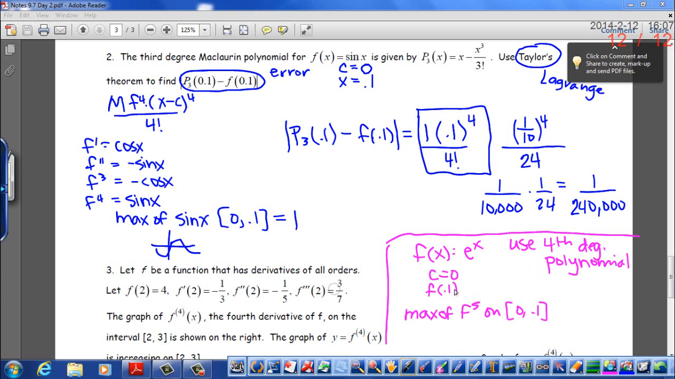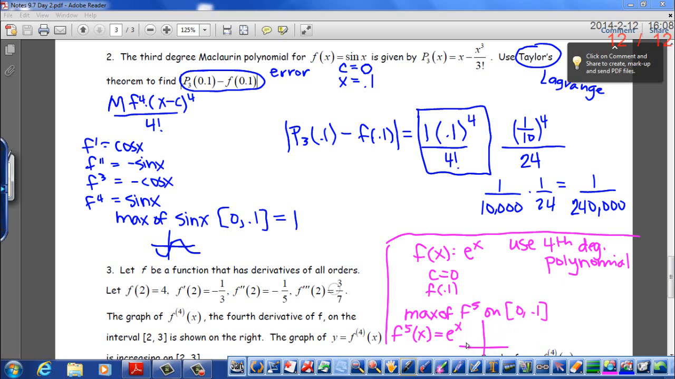And then I would have to do times 0.1 to the 5th power divided by 5 factorial. But the big part that is harder to find is the maximum of that 5th derivative. Well, my 5th derivative of e to the x is still e to the x. But e to the x is not a periodic trig function whose maximum is never going to be greater than 1. So what you have to do is use what you know about e to the x.